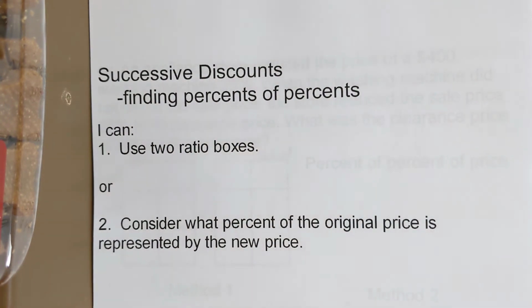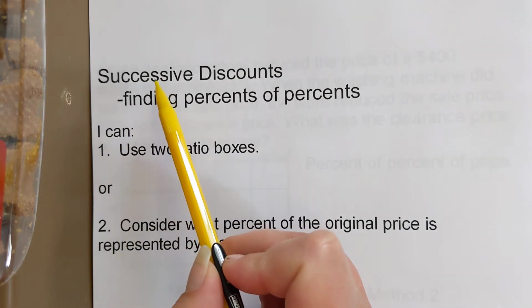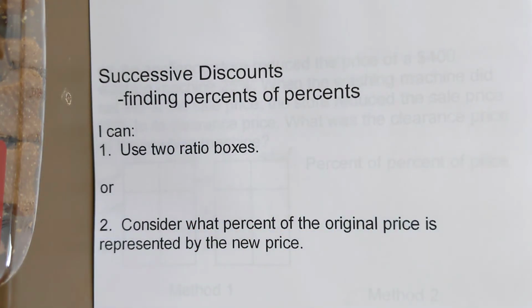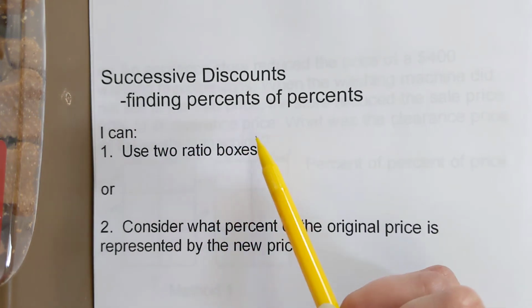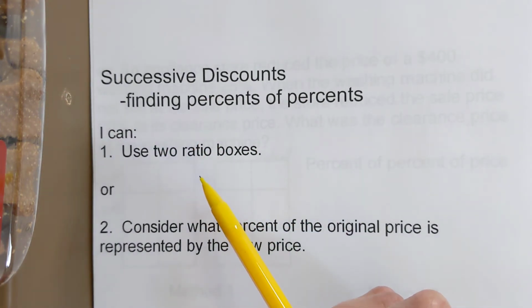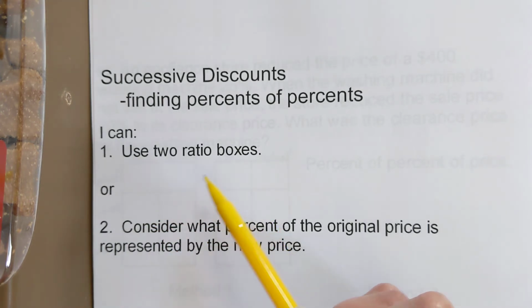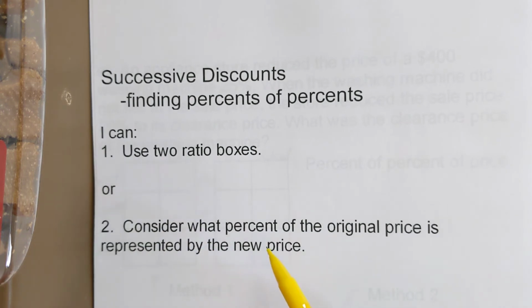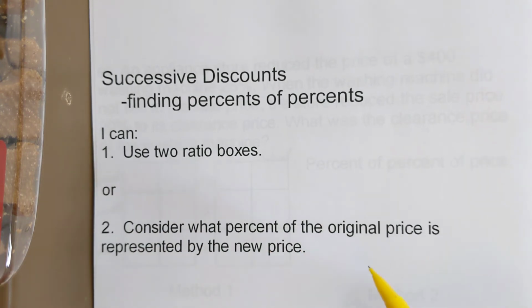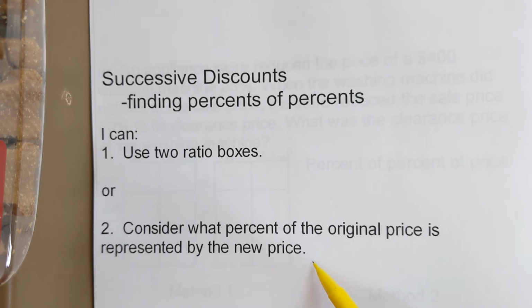Okay, the second part of your lesson today has to do with discounts. And we're looking specifically at successive discounts. So it would be one discount taken, and then there's another discount taken off of the discount price. So what we're doing is we are finding percents of percents. There are 2 ways that I can do this. 1, I can use 2 ratio boxes, or 2, I can consider what percent of the original price is represented by the new price. So I'm going to take you through both of these ways to finding successive discounts.